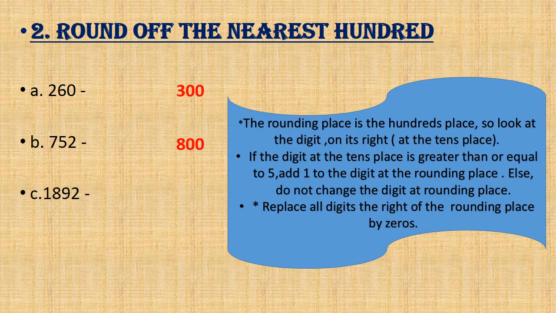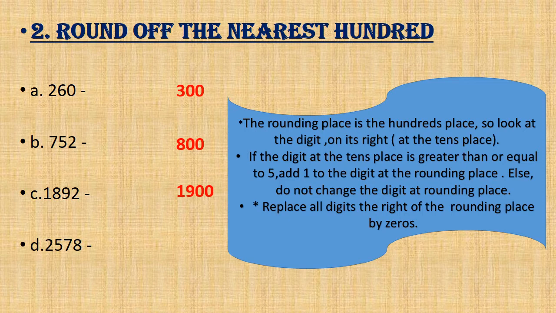Part C, 1892. Now for rounding it off to the nearest 100, as we can see the digit in hundreds place is 8. We will see to its right, we are having 9, which is greater than 5. So yes, we can add 1 to the hundreds place. So 1900. In tens and ones place we will put 0.